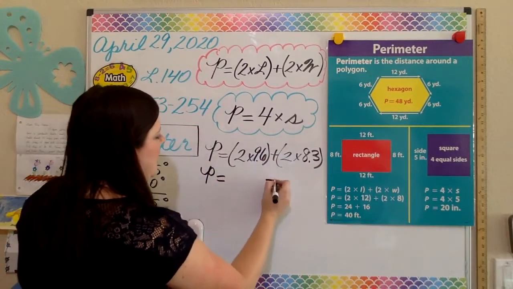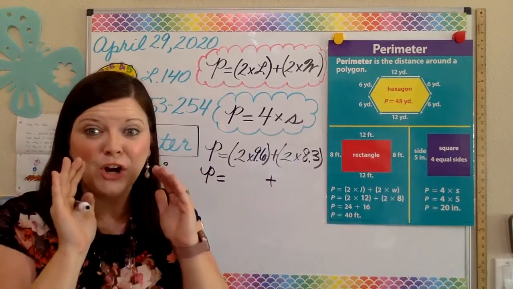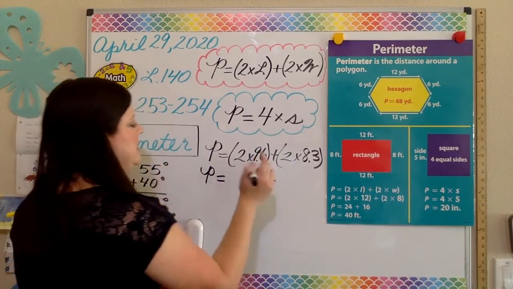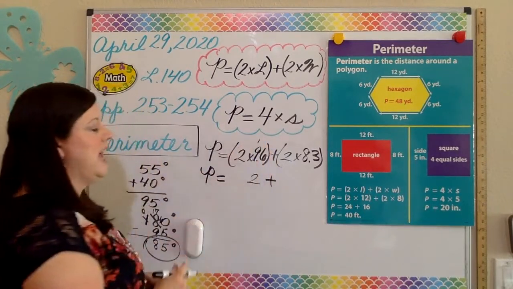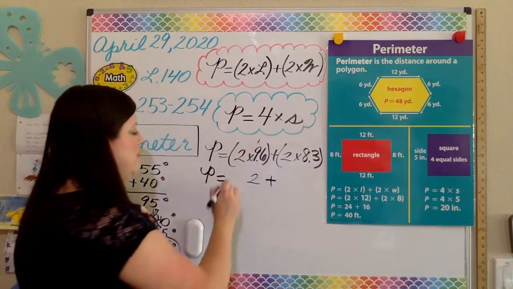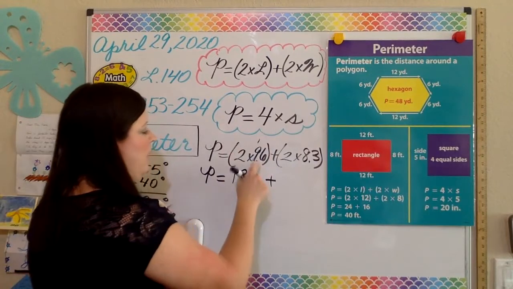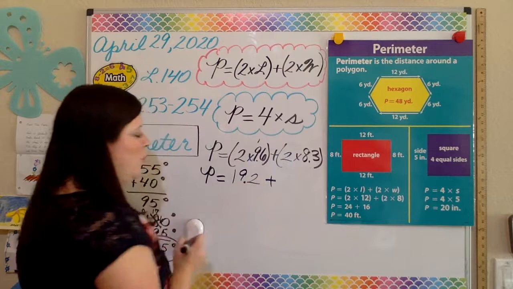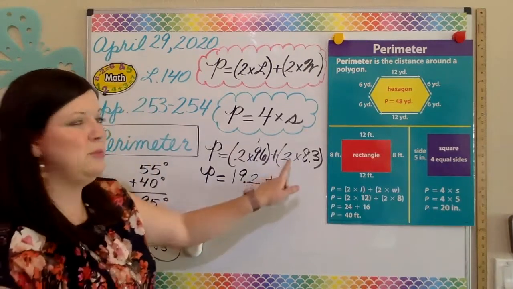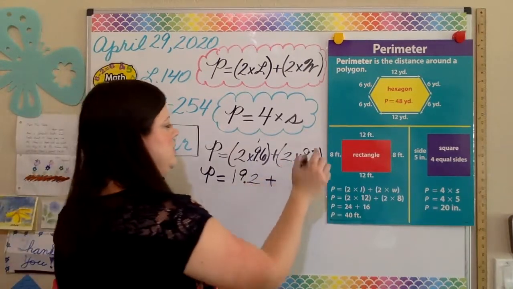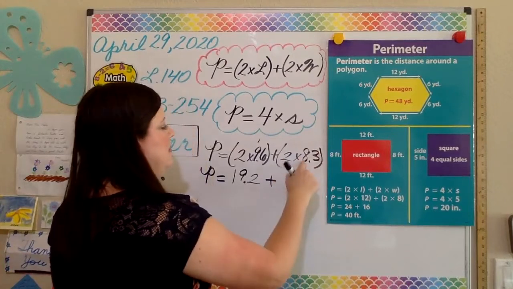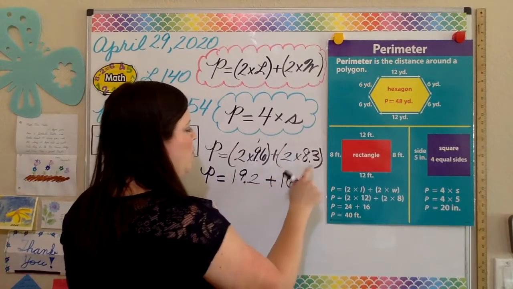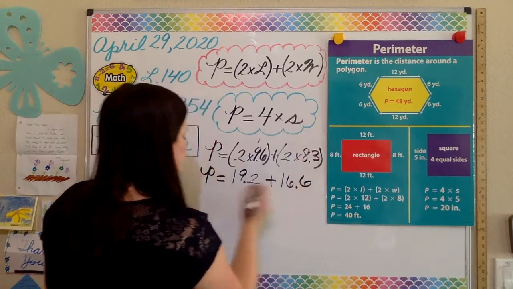What are those parentheses saying? Do me first, do me first, do me first. 2 times 6 is 12. Carry the 1. 2 times 9 is 18 plus 1 makes 19. There was 1 digit behind the decimal, so let's put 1 digit behind the decimal there. Let's move on to the next group. 2 times 3 is 6. 2 times 8 is 16. 1 digit behind the decimal, 1 digit behind the decimal.